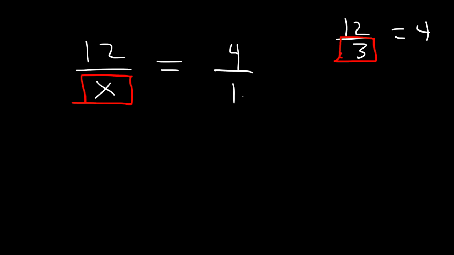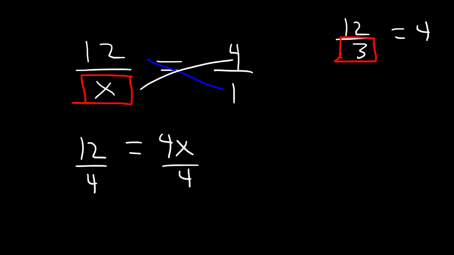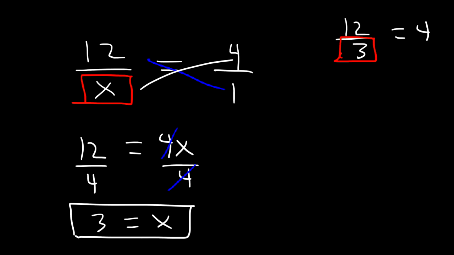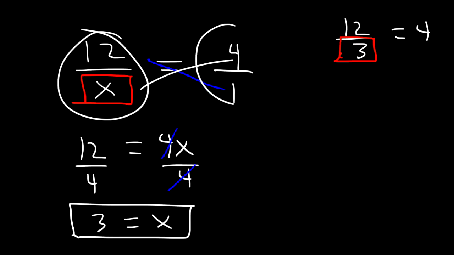So we're going to follow the same steps as the last example. Let's cross multiply. 12 times 1 is 12. x times 4 is 4x. And next, we're going to divide both sides by 4. So 12 divided by 4 is 3. Therefore, x is equal to 3. And so, you want to make sure that you know how to perform this cross multiplication technique. You can only use it if you have two fractions separated by an equal sign.